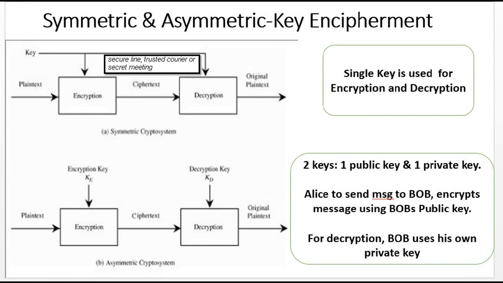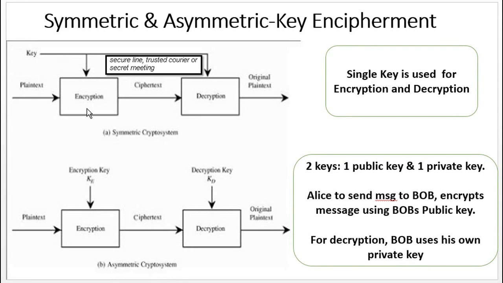As shown in the diagram, the sender and receiver first have to share the private key securely through a secure line or a trusted courier or a secret meeting. Using that key, the sender encrypts the data into a ciphertext. In the same way, at the receiving end, the receiver decrypts the ciphertext into the original plain text in order to receive the message sent by the sender.